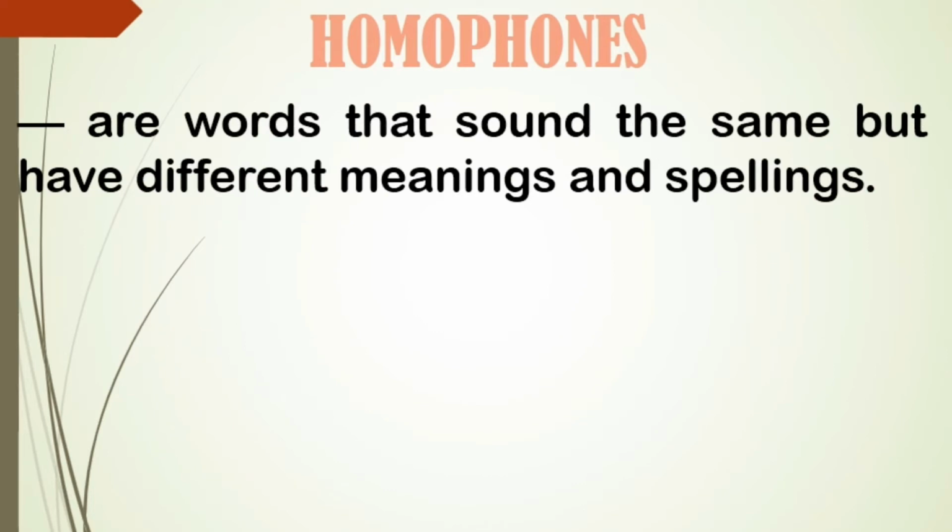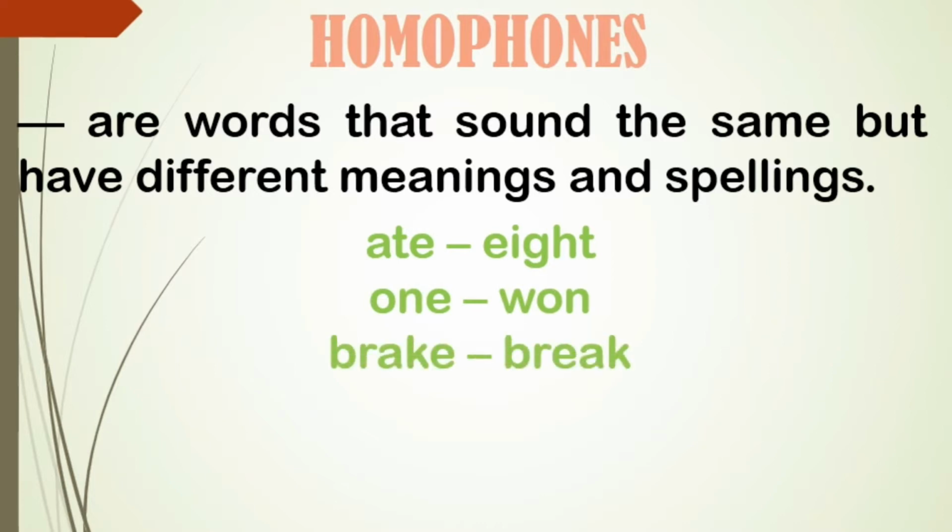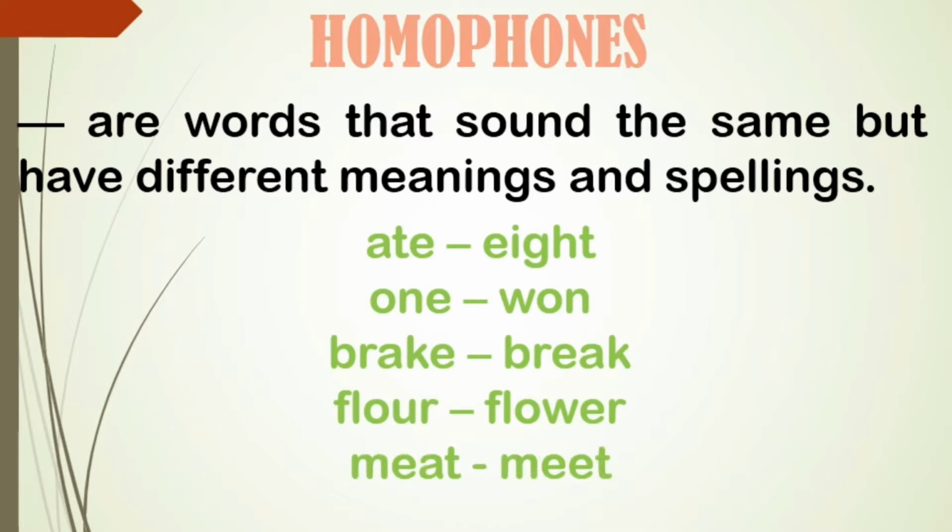When we say homophones, these are words that sound the same but have different meanings and spellings. So we have here examples of homophones. We have eight and ate, one and won, break and brake, floor and flour, meat and meet. So these are what we call homophones, or words with the same sound but different meanings and spelling. So let's have our lesson proper.